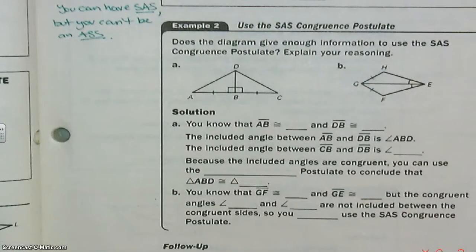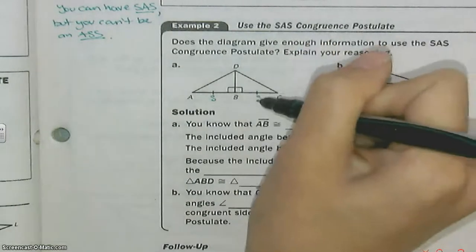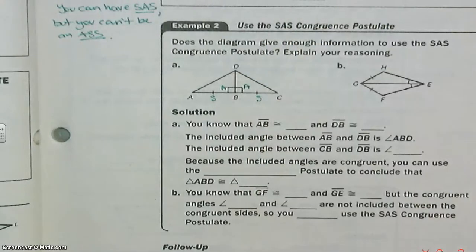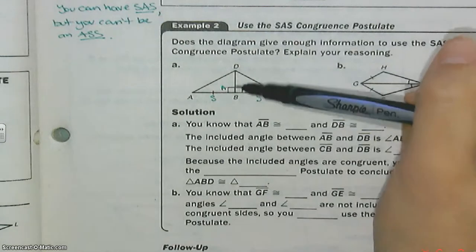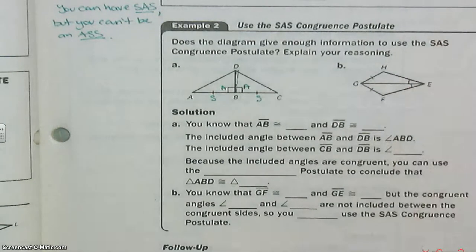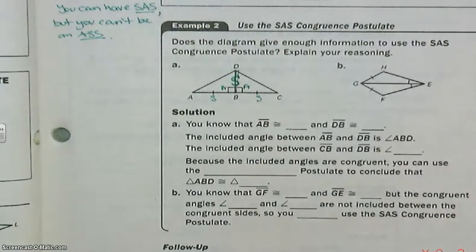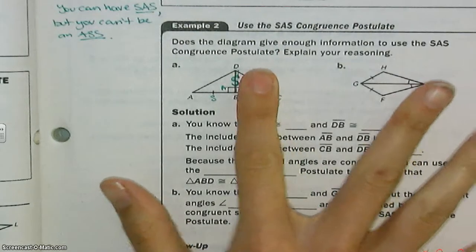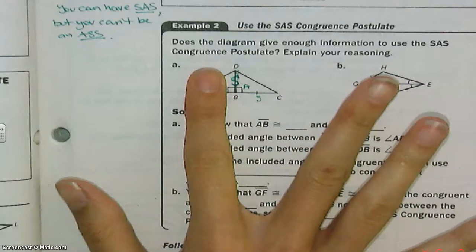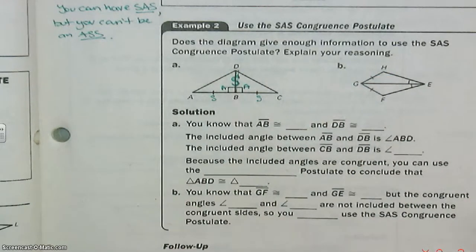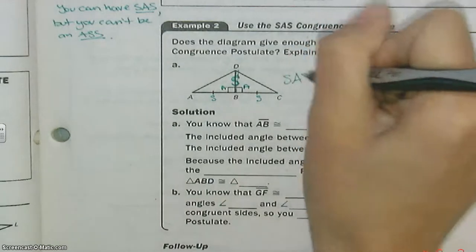So let's see if this is side, angle, side. So look, I see a side that's the same. Oh, and I see an angle that's the same. Do you see anything that they're sharing? Well, they're sharing BD. So I can put a side here. They're sharing that side. So let's look at each triangle separately. Side, angle, side. Side, angle, side. And you see how that angle is in between the S's. So yes, this is SAS.